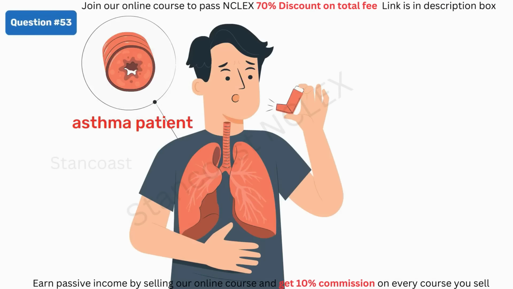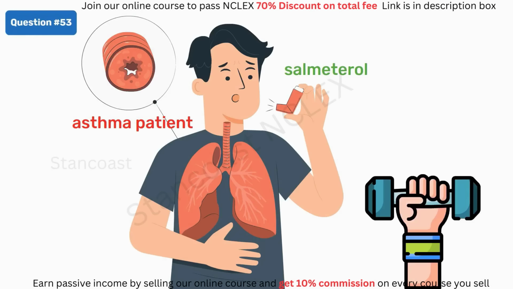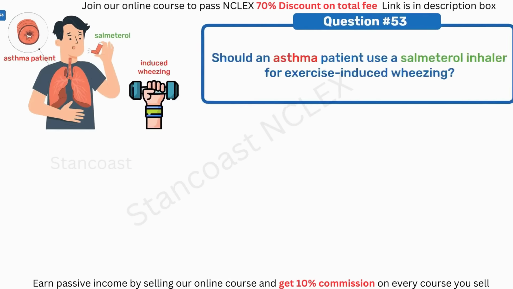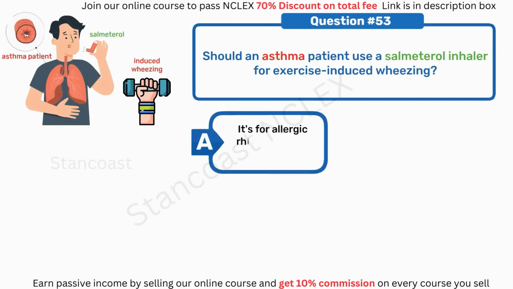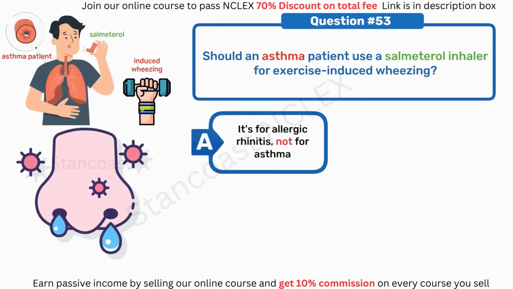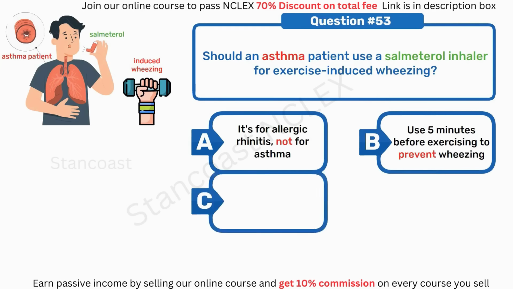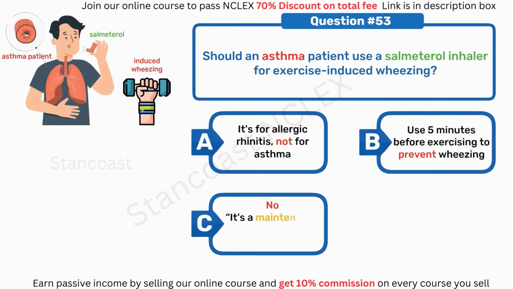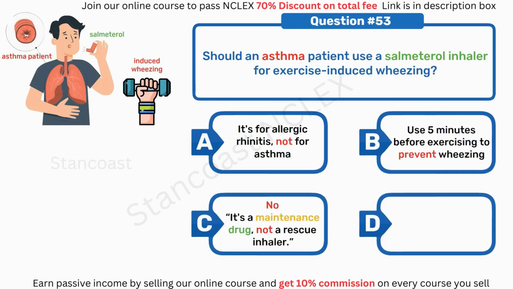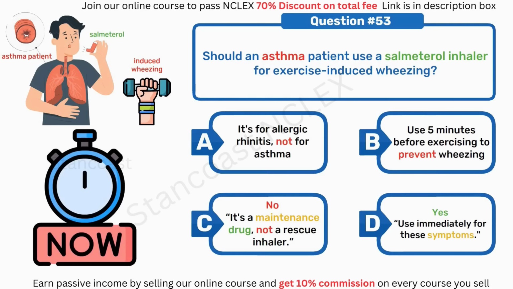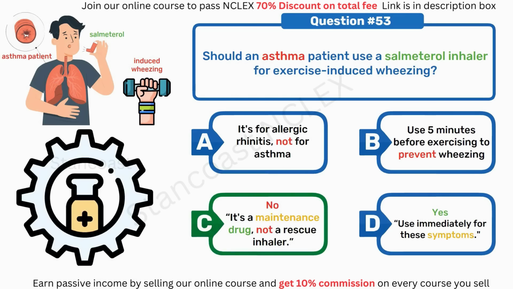Should an asthma patient use a salmeterol inhaler for exercise-induced wheezing? A. It's for allergic rhinitis, not for asthma. B. Use 5 minutes before exercising to prevent wheezing. C. No, it's a maintenance drug, not a rescue inhaler. D. Yes, use immediately for these symptoms. Option C is right here.